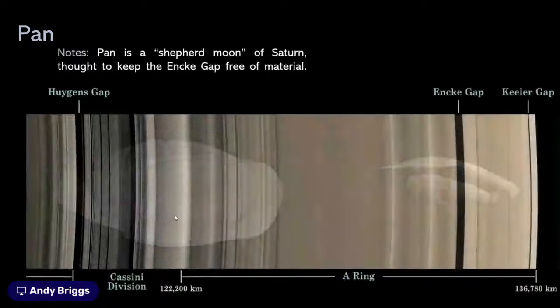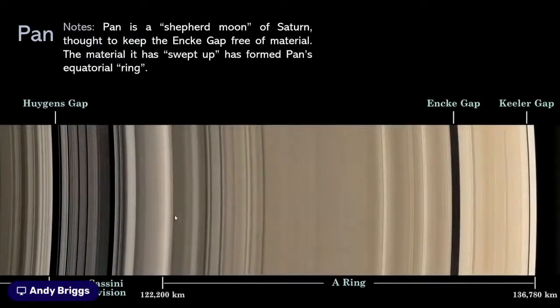Now, just so you know where we are, these are Saturn's rings, and you can see towards the right, there's the Encke gap. So we've got several gaps in Saturn's rings. We've got the Huygens gap. We've got the famous Cassini division, which was first seen by Galileo. We've got the Encke gap, and we've got the smaller Keeler gap.